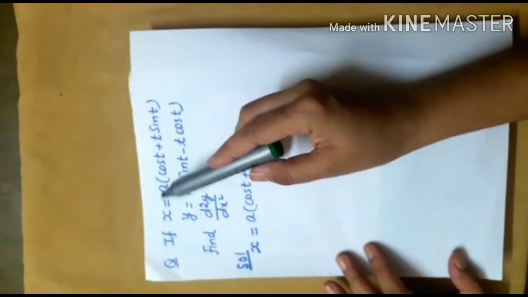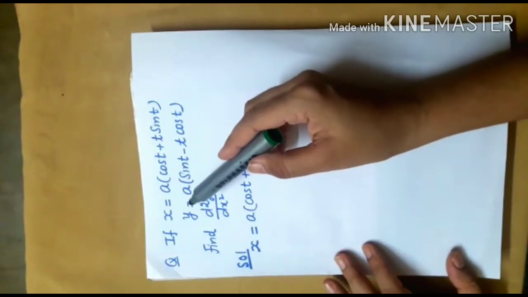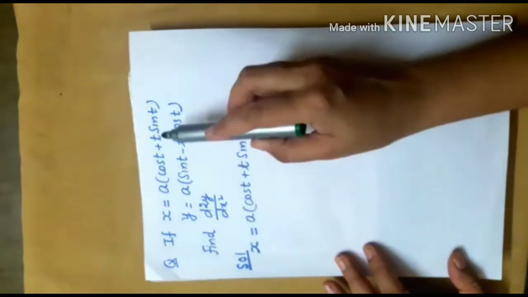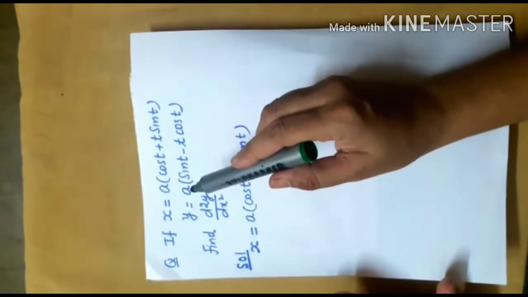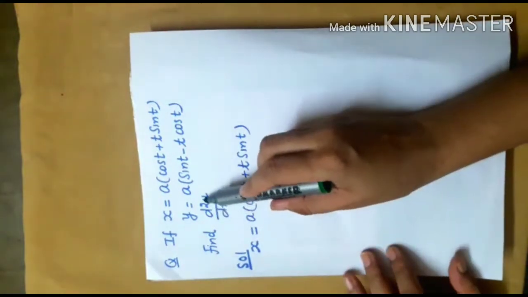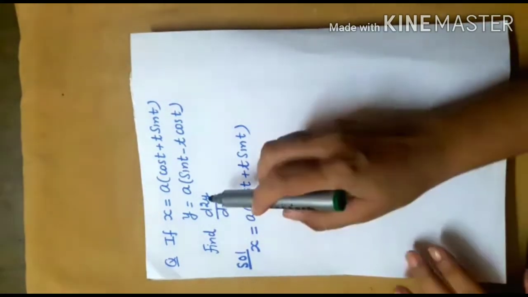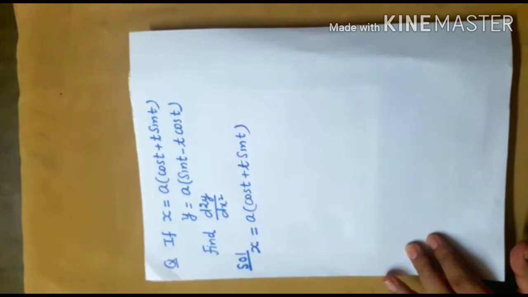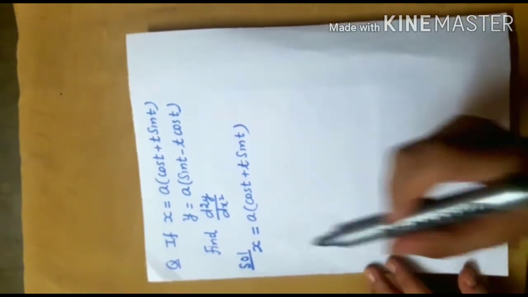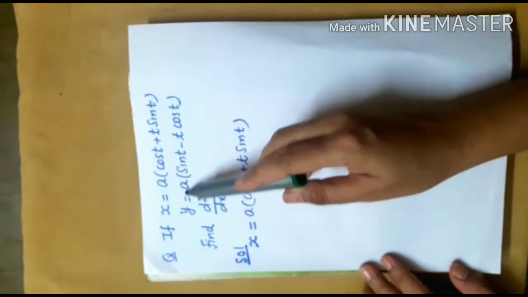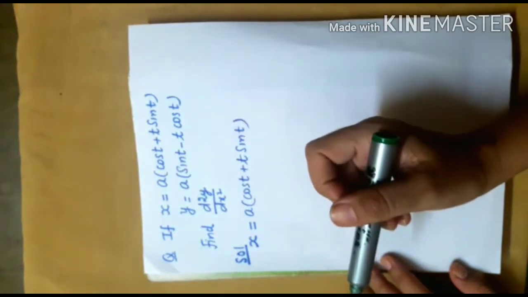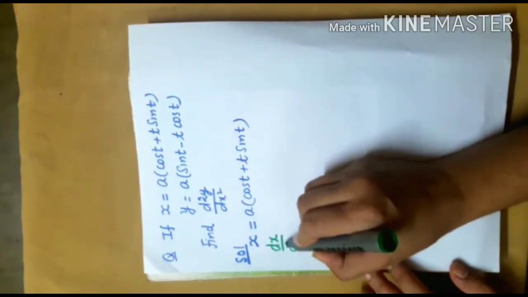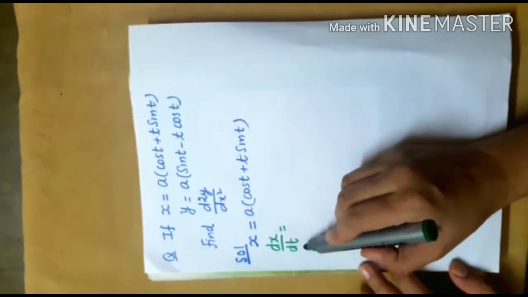Here you can see x and y are related through the third parameter t, the third variable. So the function is given in its parametric form and we need to find out d square y by dx square. In order to find d square y by dx square, I first need to find out dy by dx. You know that when a function is given in parametric form, first I differentiate x with respect to the parameter, that is I'll find dx by dt.